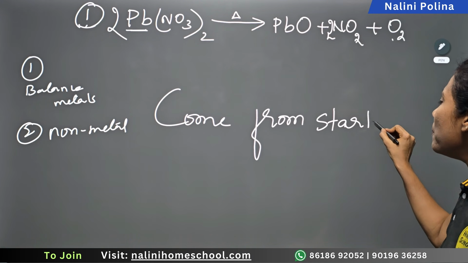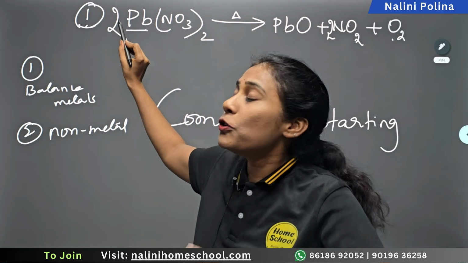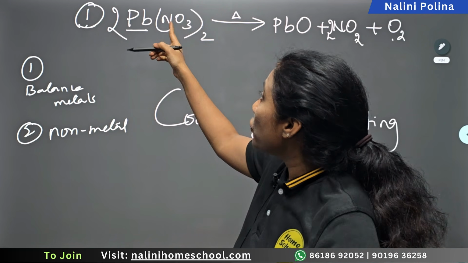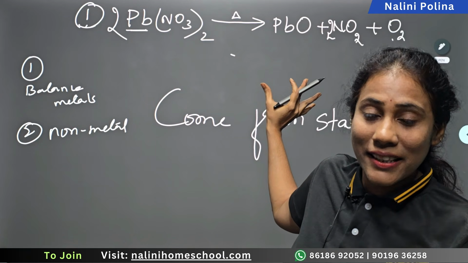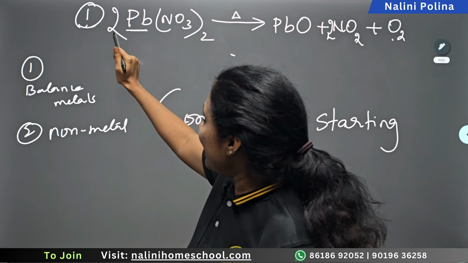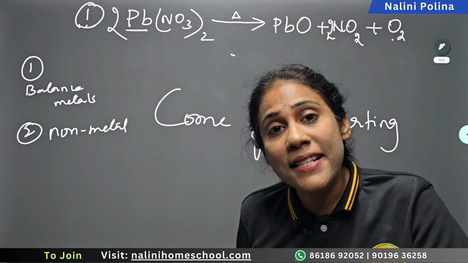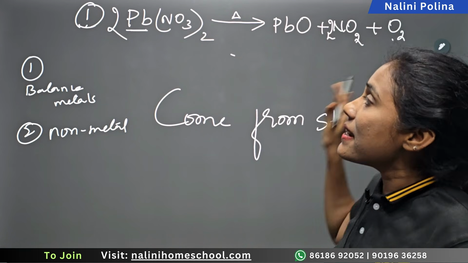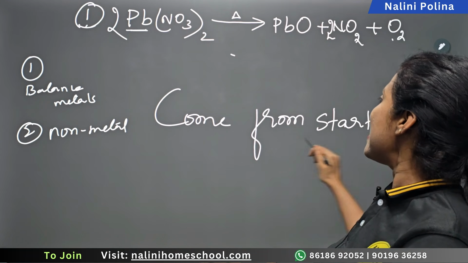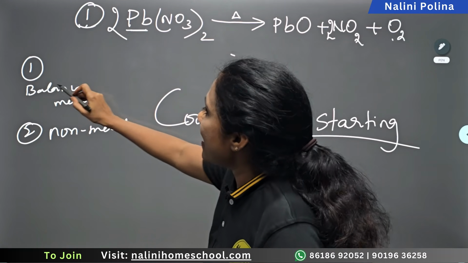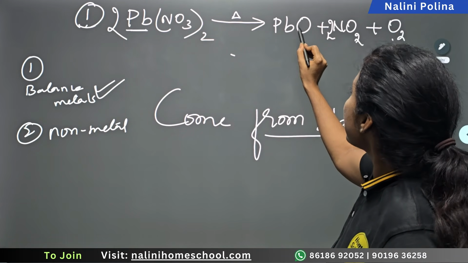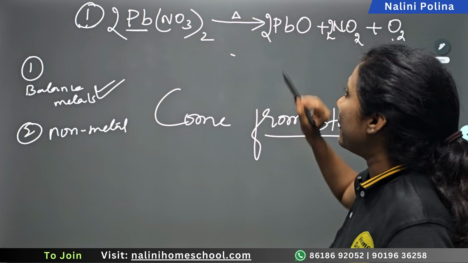After putting 2, don't try to balance oxygen. That's what the students make a mistake. The moment you have put 2, use common sense that everything must have changed right from lead onwards. So now come from the starting. Balance the metal, start balancing lead. Now it is 2 leads, and this side only 1 lead, so I will put a number 2.